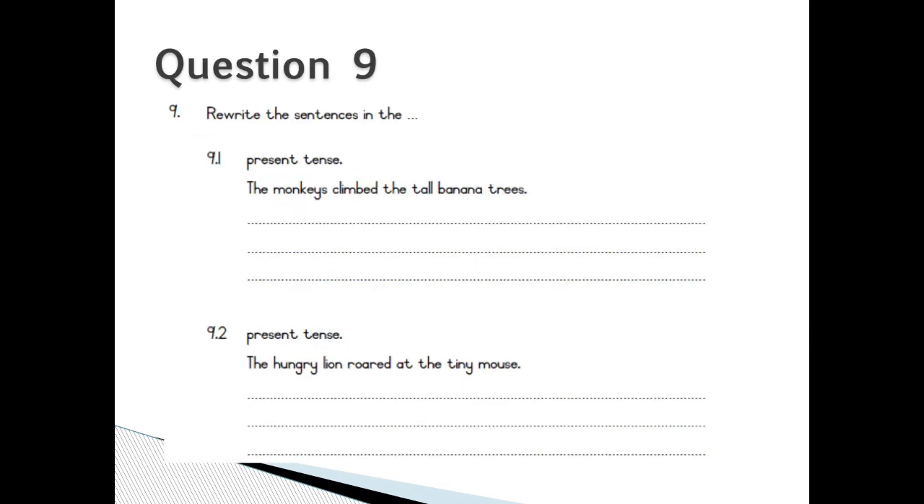Question 9. Rewrite the sentences in the present tense. 9.1. The monkeys climbed the tall banana trees. Question 9.2 present tense. The hungry lion roared at the tiny mouse.